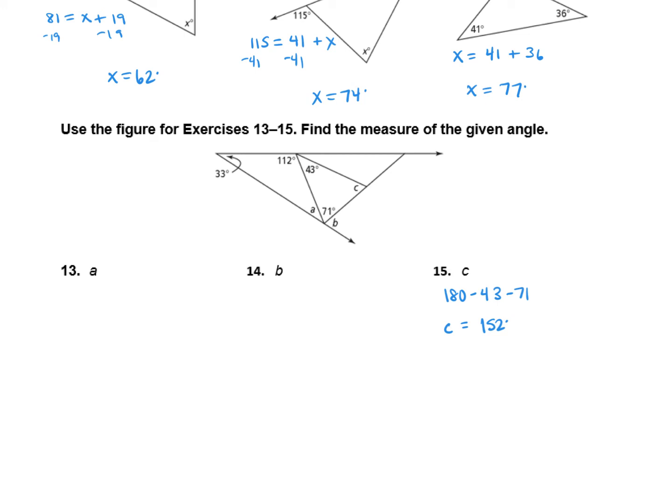Let's find angle A. Angle A is inside this triangle. So we know that if we take 33 and 112 away from 180, let's subtract 33 and 112. Angle A is equal to 35 degrees.